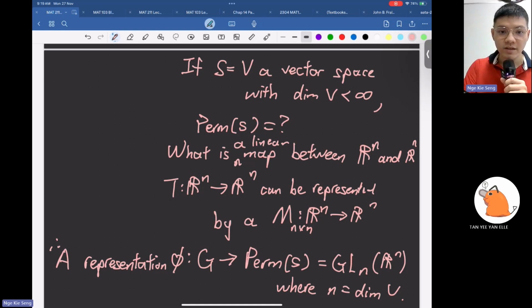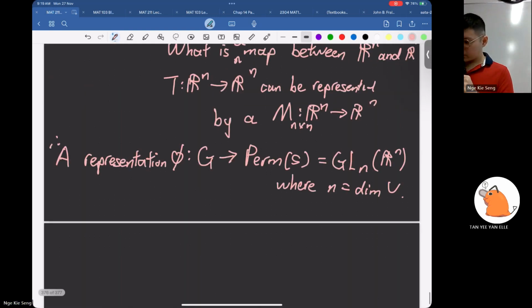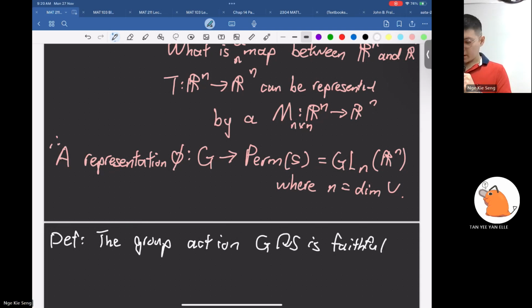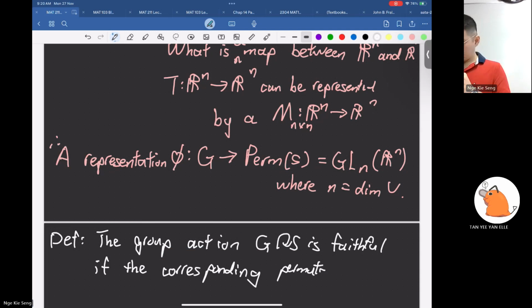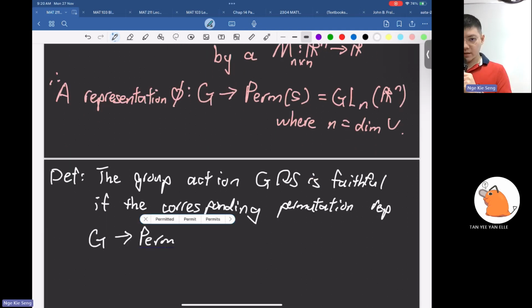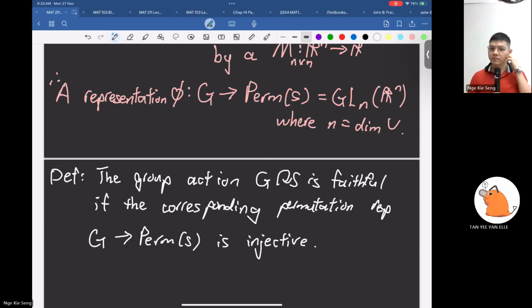And what have we covered last time? We covered last time what it means for a representation to be faithful. We say that the group action of G on X is faithful if the corresponding permutation representation, G to Perm(X), is injective.